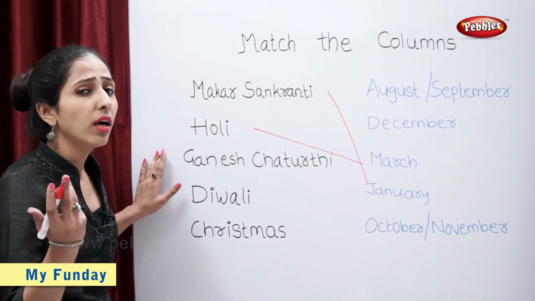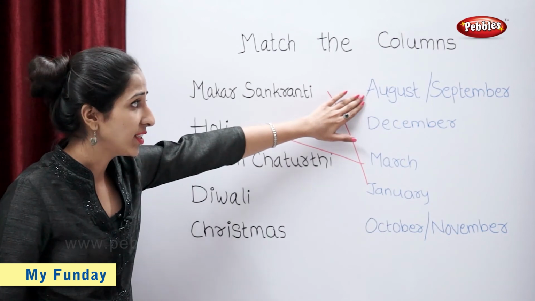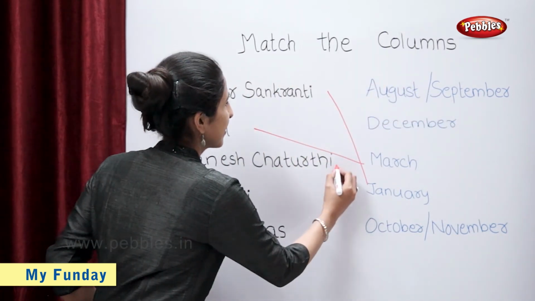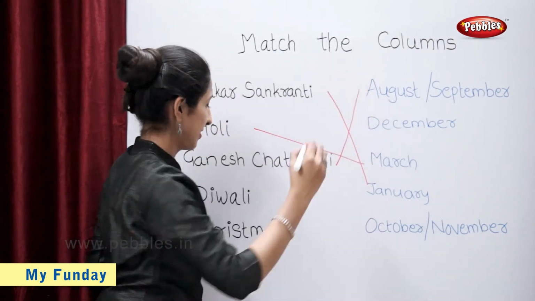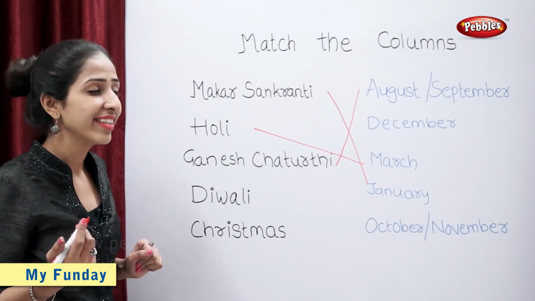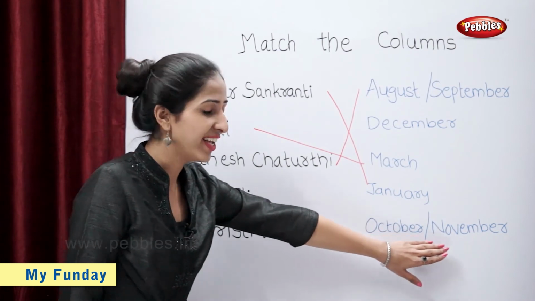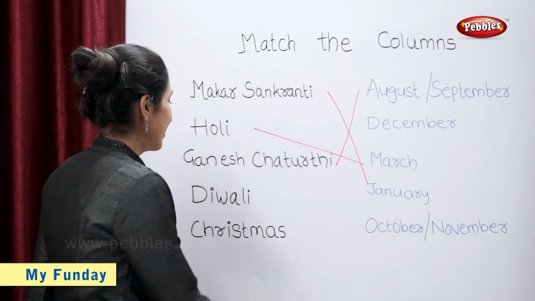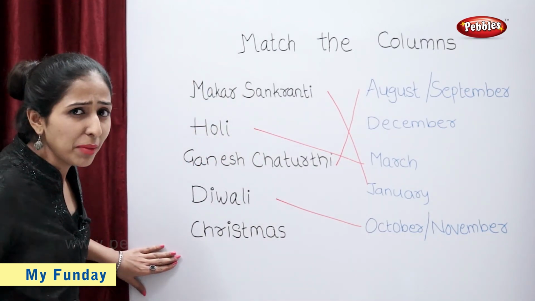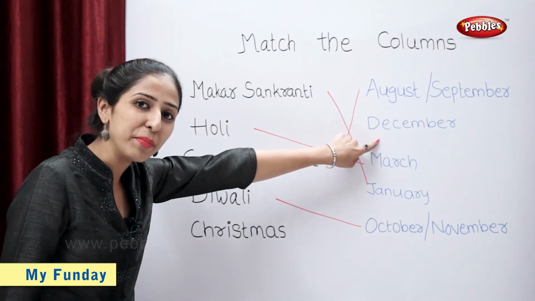Ganesh Chaturthi comes in which month? Month August or September. Diwali comes in which month? Diwali comes either in October or in November. Christmas comes in which month? Correct, month December.